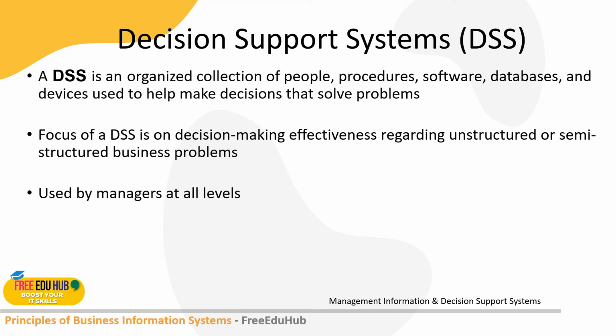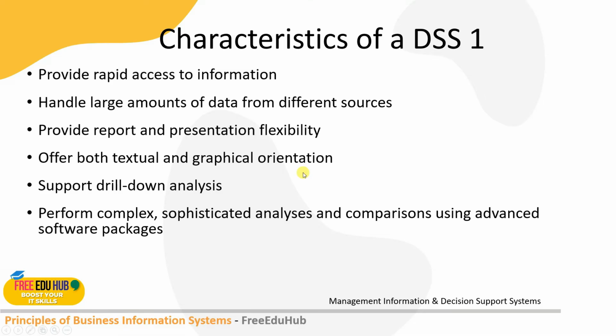Now we have certain characteristics of decision support systems. They provide rapid access to information, so the data is available to the higher management instantly whenever they want to access it. It can handle a large amount of data from different sources. So it would be collecting information from the internet, extranet, from surveys, and all those different things would be fed to the system, and we'll be able to take decisions on that.